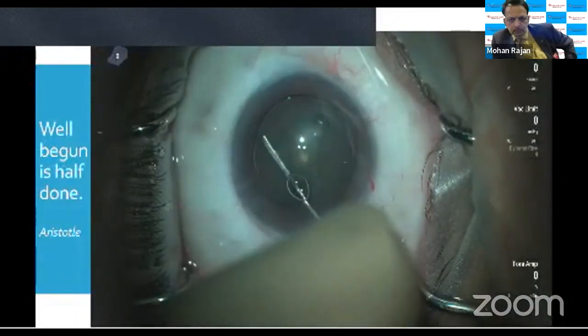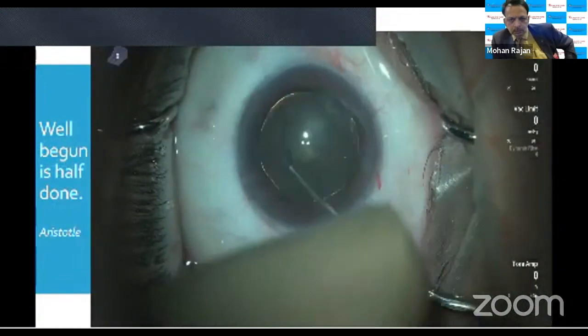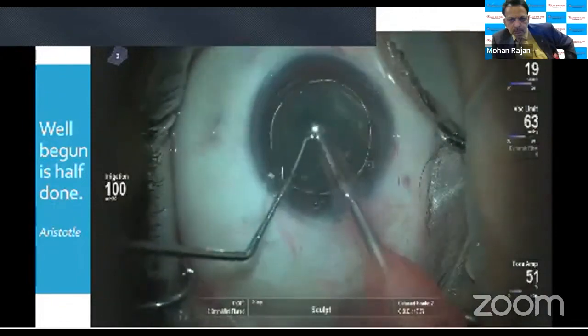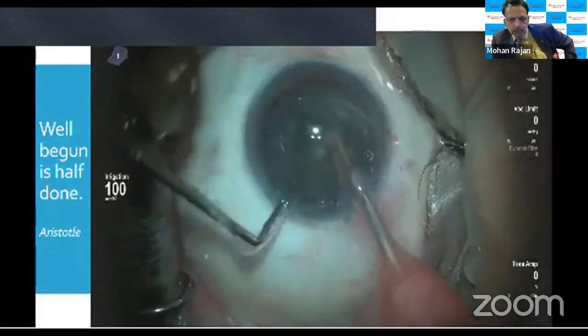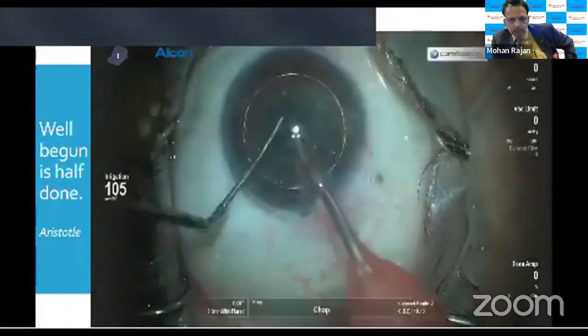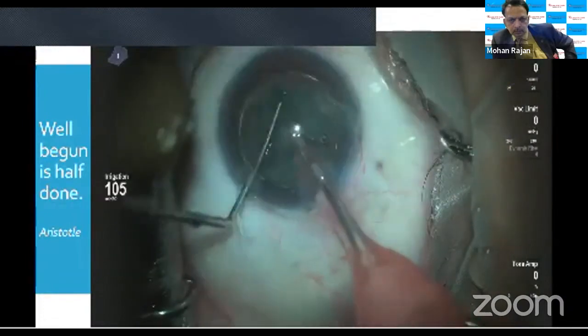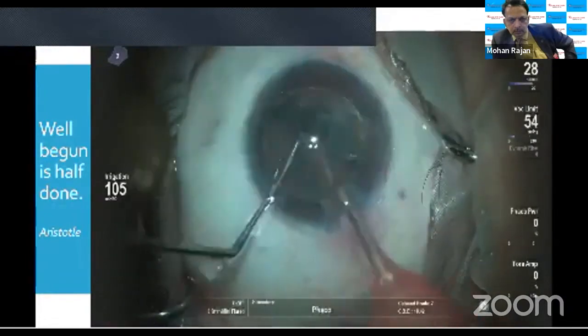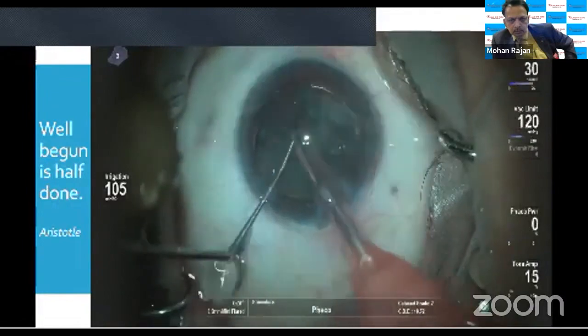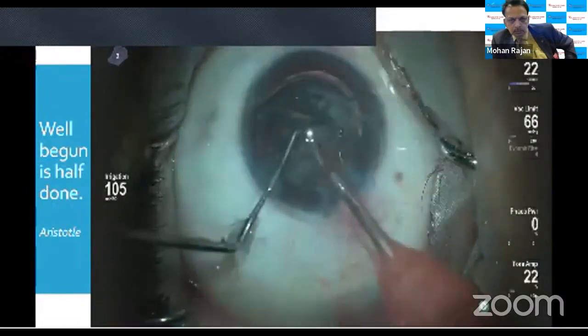Friends, well begun is half done. With this, we are good to go with the normal phaco surgery. You can see I am doing the normal phaco surgery with the stop and chop technique. Just mark one thing, that I literally have to dive in for all the maneuvers, but there is little distortion of main port or side port entries. So the movements are very easy and the surgery is easy to perform.